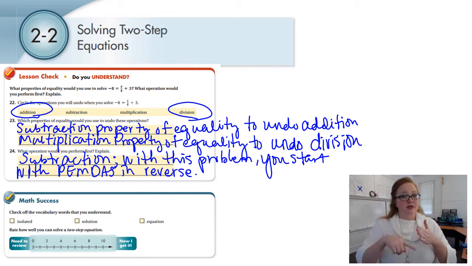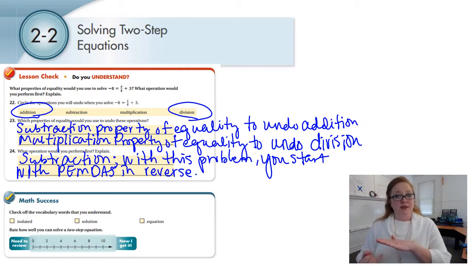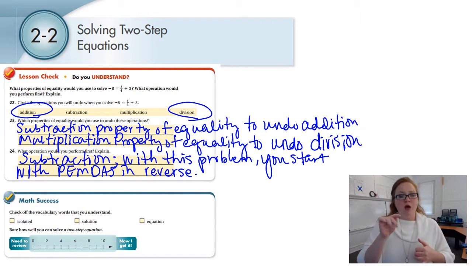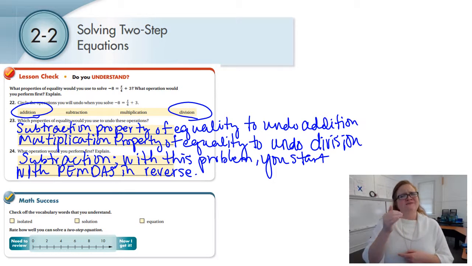Math success. Check off vocabulary words that you understand. Do you understand isolated? Do you understand solution? Do you understand equation? Now, rate how well you can solve a two-step equation, 0 to 10. 0 is, I have no idea what to do. Maybe, I need more help. 5 is, I understand a little bit, but I still need more practice. And 10 is, I'm ready to go.